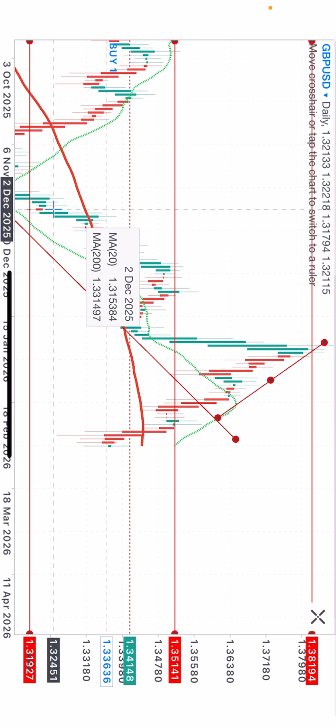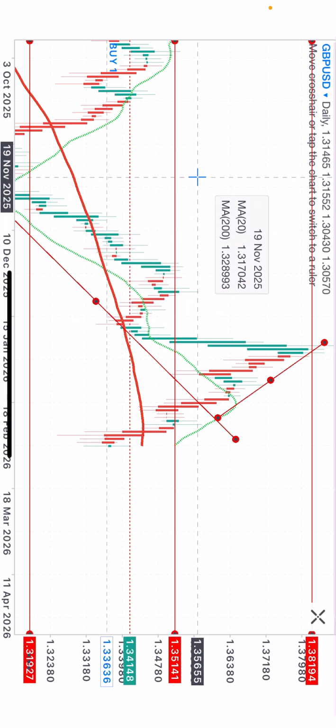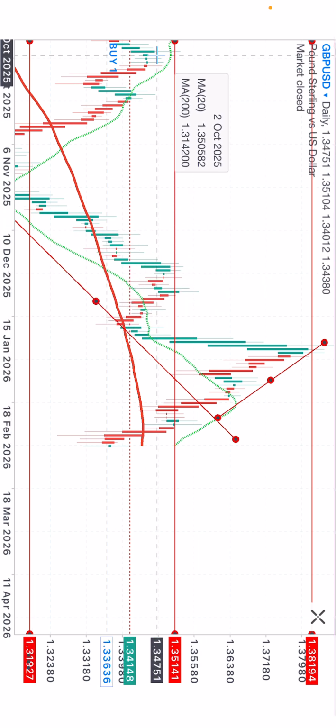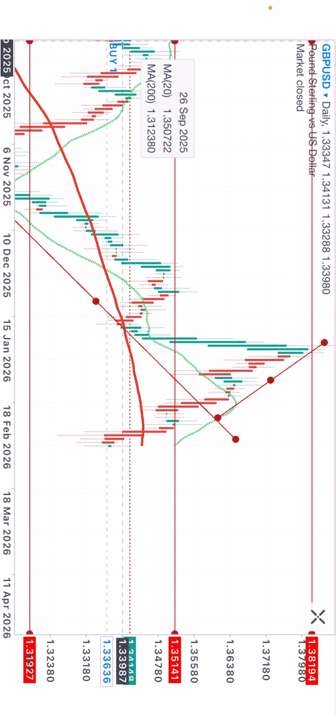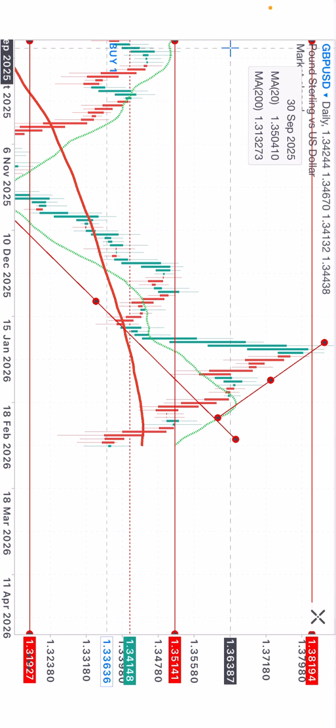You watch what's happening here. This is our trend line. You saw the trend line I drew. This is how to spot it.